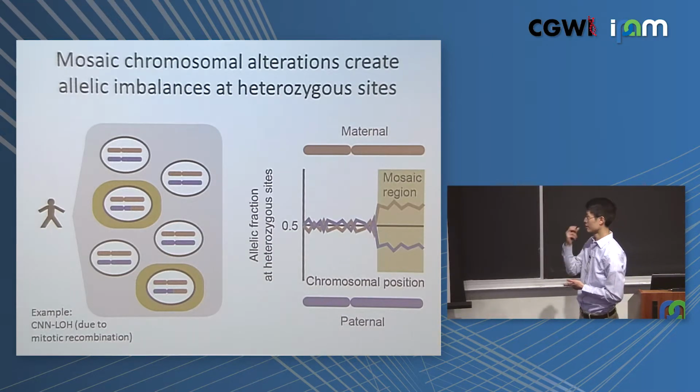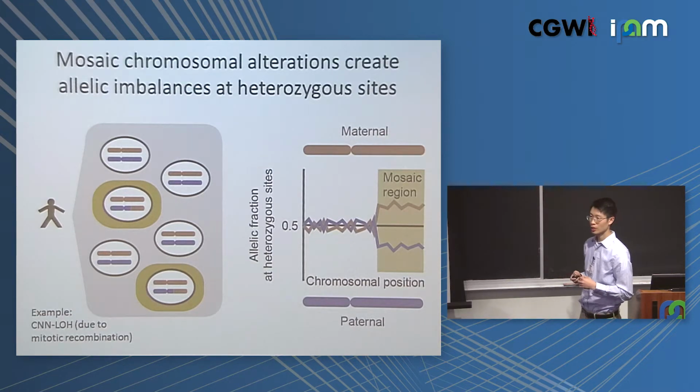And the basic intuition here is that the signature of all mosaic chromosomal alterations is that they create an allelic imbalance at heterozygous sites. So I'll unpack that a little bit. In this cartoon on the left, what I'm showing you is an individual who has had a mosaic event, in this case, a copy number neutral loss of heterozygosity, where a chunk of the maternal chromosome has replaced the corresponding chunk of the paternal chromosome. This has happened in a subset of the cells.